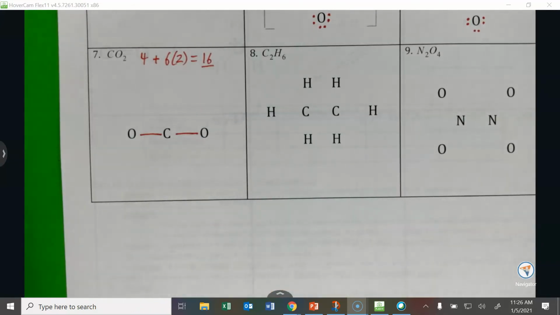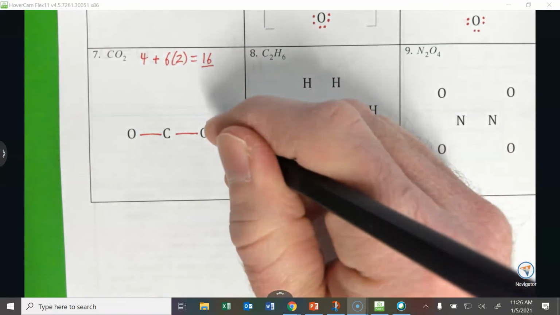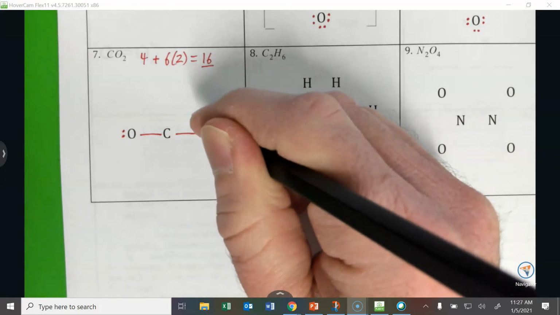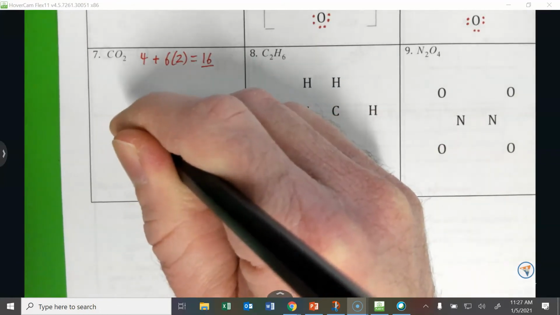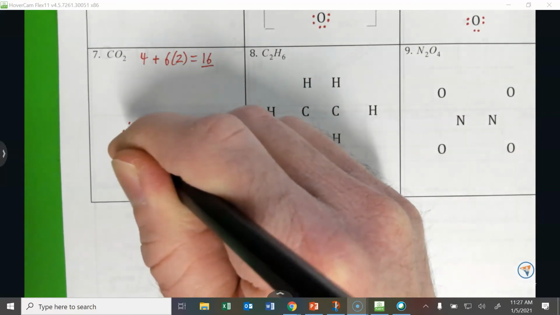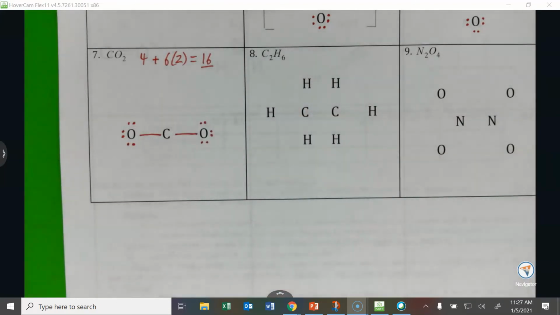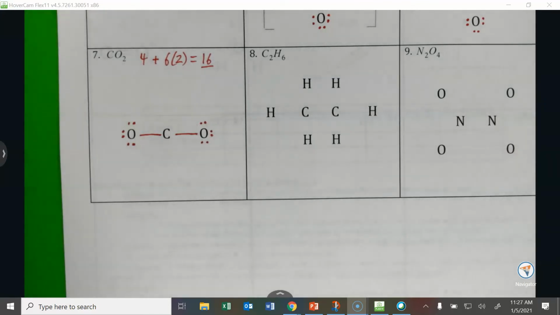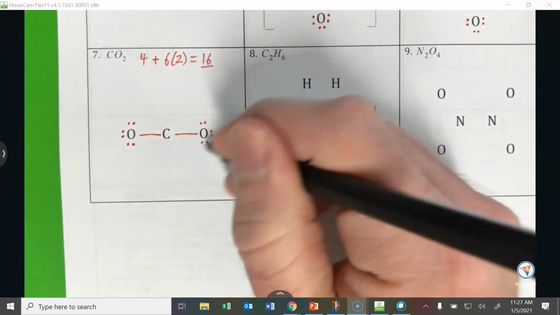Look at the outsiders. So 2, 4, 6, 8, 10, 12, 14, 16. And I'm out of electrons. I've used all 16. Any leftovers would go on the central atom, but I don't have any leftovers, so we ask, is everyone happy? Oxygen is happy.